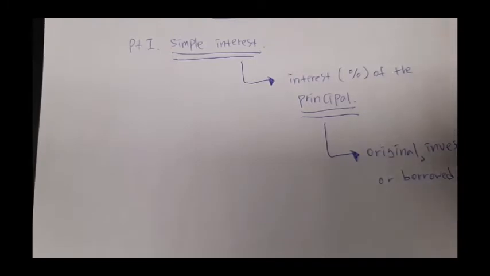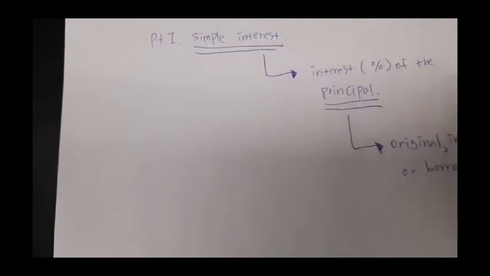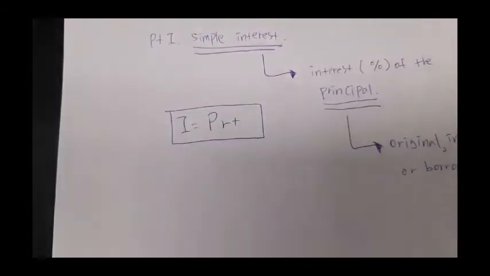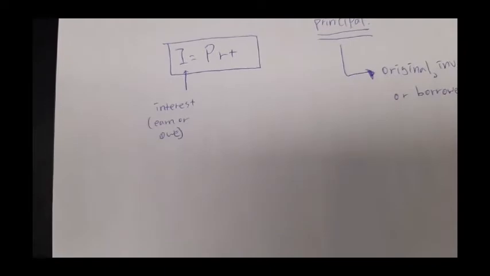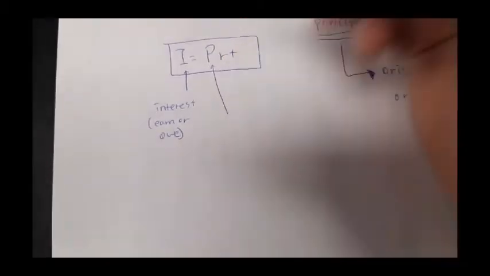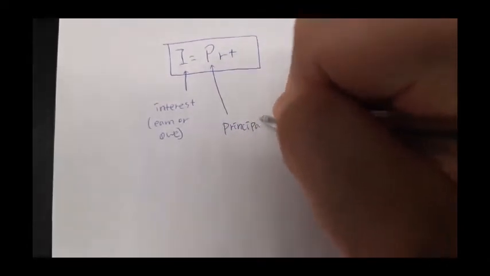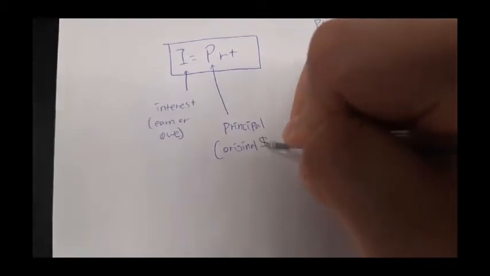The formula that you need to understand for dealing with any simple interest question in math is I equals PRT. That is the formula that you're going to use. I represents interest, earned or owed. If you invest your money in the bank, like a GIC, you're going to earn extra money. However, if you borrow money, like a student loan, then you need to pay. Big P represents principal, the original money.